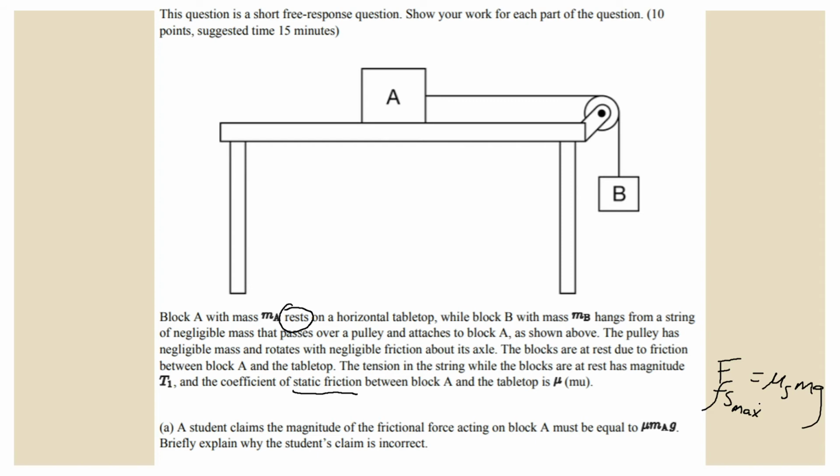And so the key detail here lies in the fact that the system is at rest. If you look at block A, it has two forces acting on it horizontally. It's got the tension, which they say here is T sub 1, and it has the force of static friction acting on it. And since this thing is in equilibrium, that means these two forces have to be equal. That's the deal to this question.